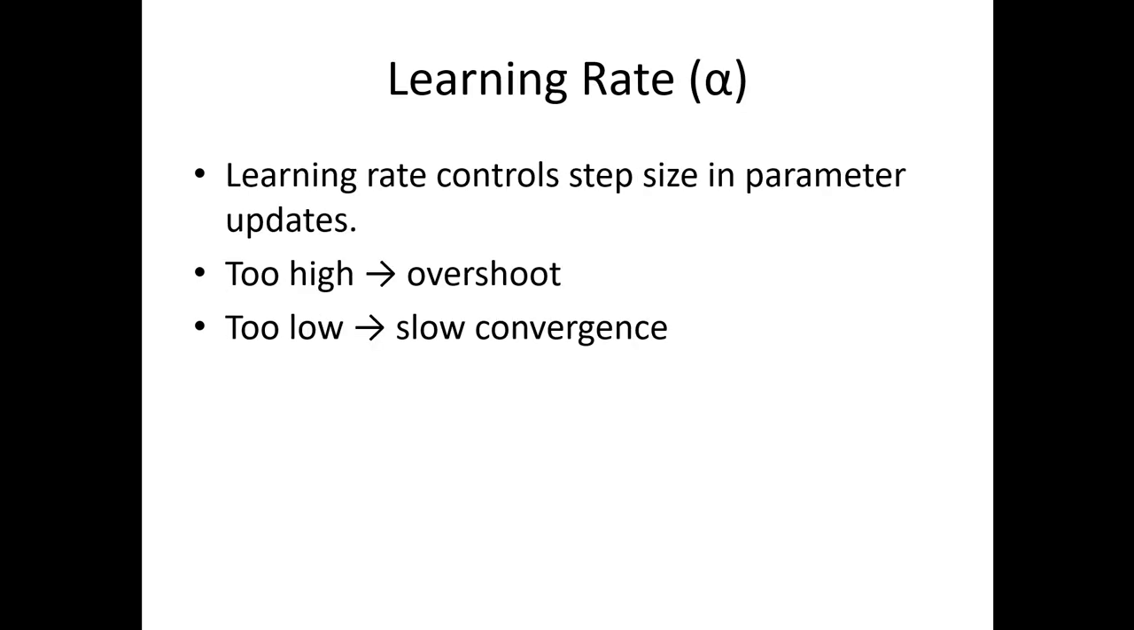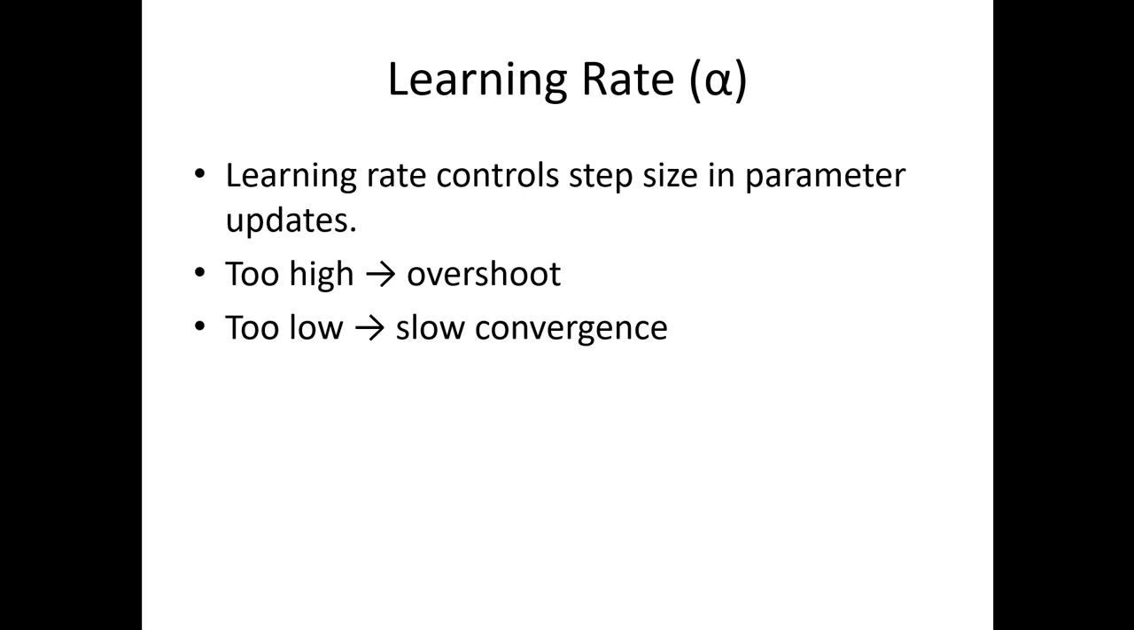Learning rate alpha. The learning rate is one of the most important hyperparameters in gradient descent. It decides how big a step we take in each iteration. If the learning rate is too large, we might skip over the minimum and fail to converge. If it is too small, the algorithm will take tiny steps and become very slow.